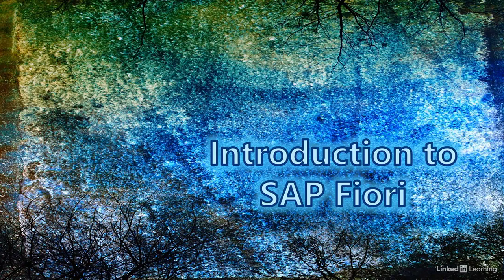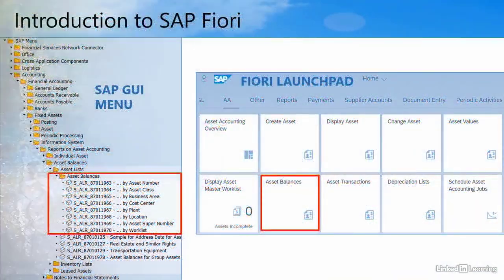This lesson gives a brief overview to SAP Fiori, the new user interface. If you've used the classic GUI menu in SAP, you'll know that, like in the slide, it can be quite complicated to find a specific transaction in the standard menus, especially for fixed assets, where you have to drill down about 9 levels just to find the different permutations of the standard asset balances report.